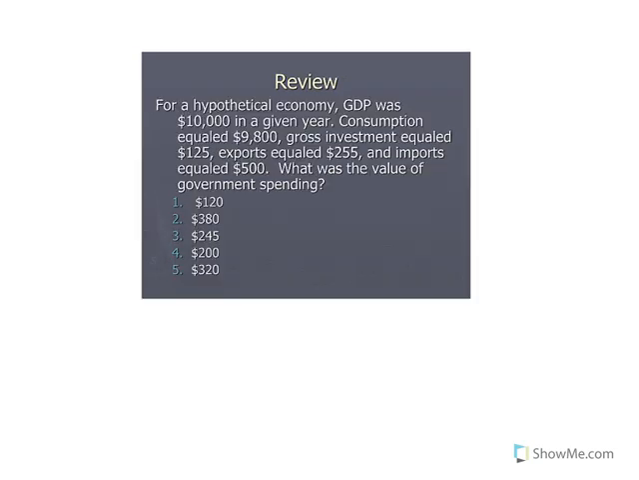And then lastly, let's say that I give you a problem like this, and I say that for a hypothetical economy, GDP was $10,000 in a given year. Consumption equaled 9,800, gross investment equaled 125, exports were 255, and imports were 500. What was the value of government spending? So again, we know the formula we're using is C plus I plus G plus X, and then that will give us our GDP. So we're basically going to be solving for G here.